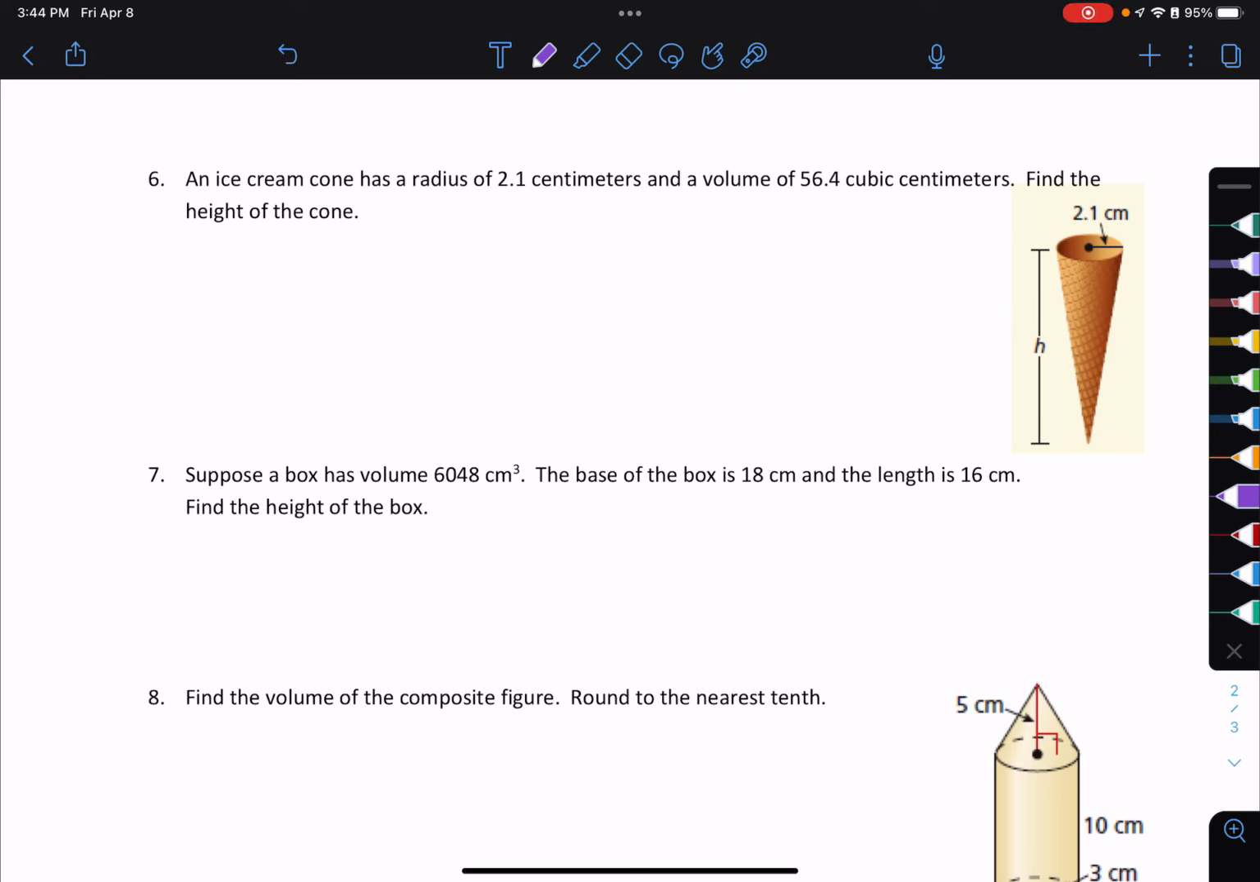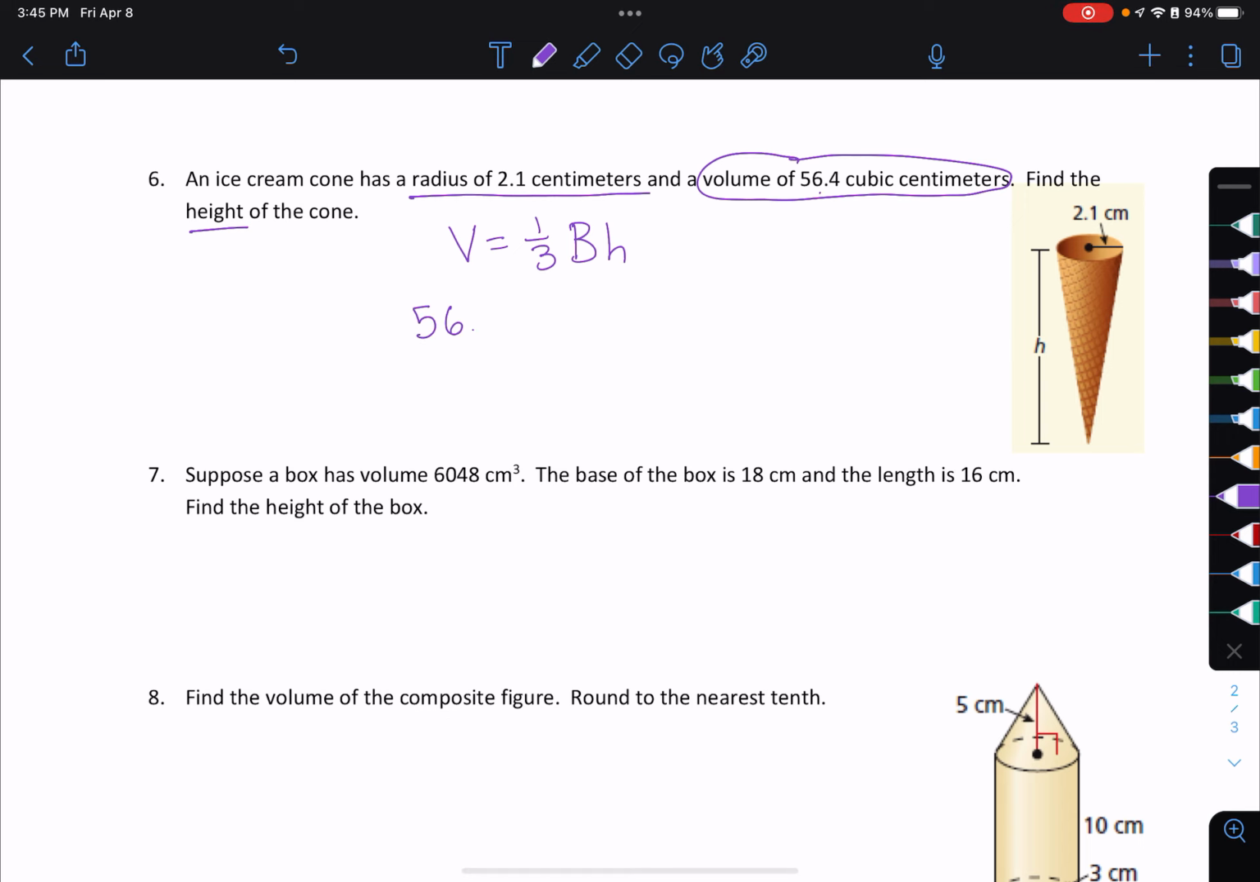Okay, so for number 6, an ice cream cone has a radius of 2.1 centimeters and a volume of 56.4 cubic centimeters. It says to find the height of the cone. So since we're talking about a cone, that means my volume formula is 1/3 the area of the base times the height. We know the volume, so I'm going to plug that in.